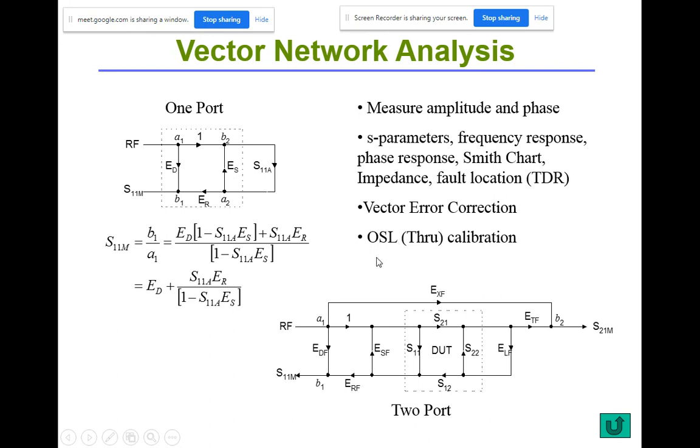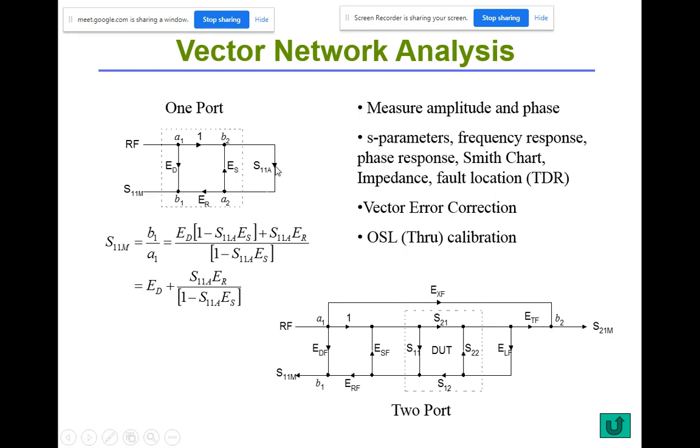They are known loads because if you have an open circuit, you know the actual reflection coefficient is 1. If this device that you connect is a short circuit, you know the actual S11 is minus 1. And if you connect a device that is a match load, then you know the S11A is 0.